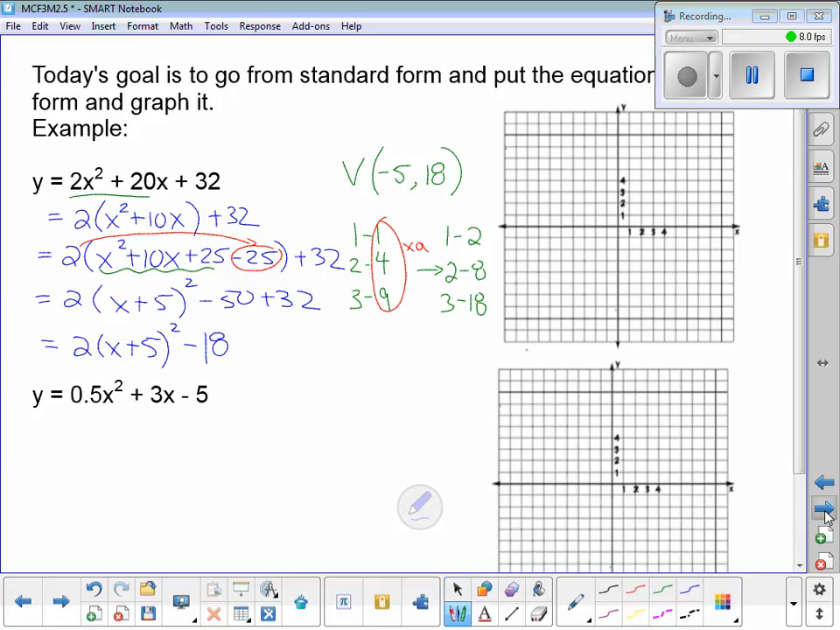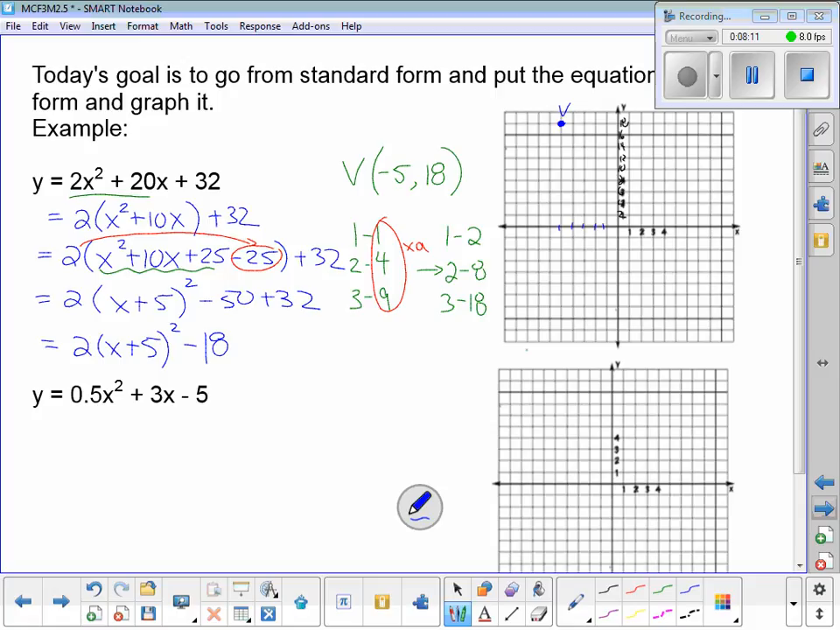So we know the vertex is at negative 5 and 18, and of course, looking at the graph, it obviously won't go up to 18. So let's double everything here. Instead of going up by 1s, let's go up by 2s: 2, 4, 6, 8, 10, 12, 14, 16, 18, just to make life easier. So negative 5, 1, 2, 3, 4, 5, 18. So here's my vertex. I'll put a V there for vertex.